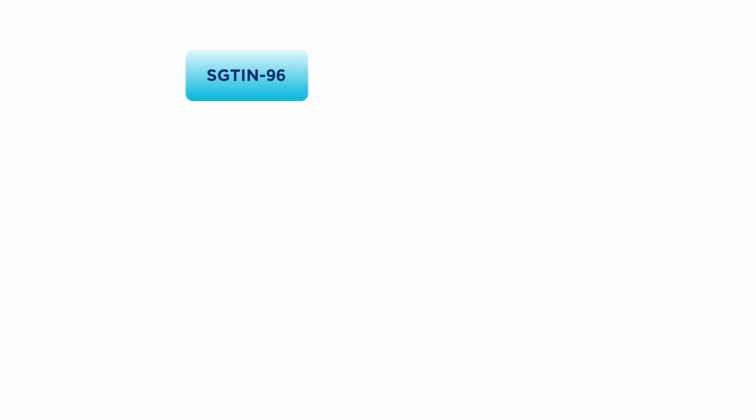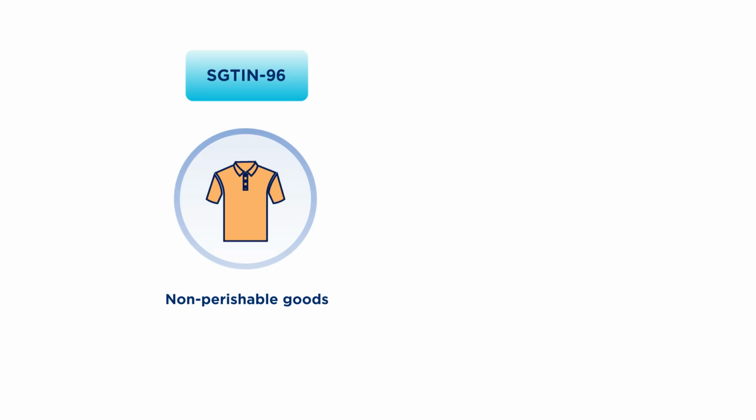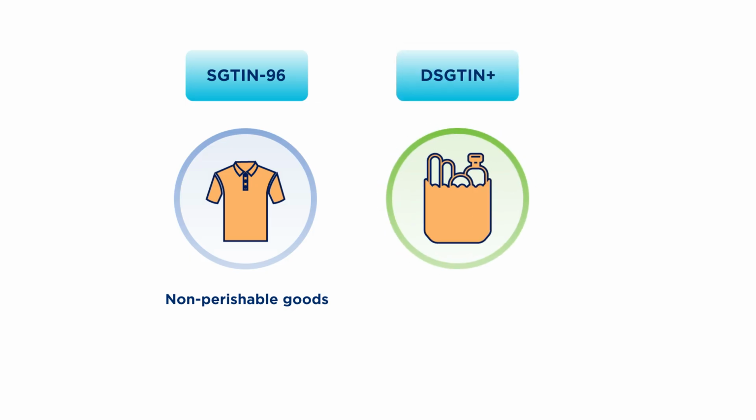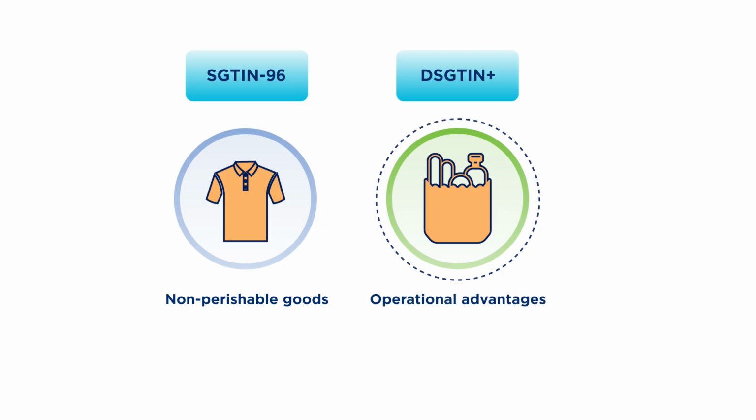For this reason, the SG-1096 is typically encoded for non-perishable goods, and the DSG-10+ is encoded for perishable goods such as food. There are significant operational advantages to using the DSG-10+ with perishable items.